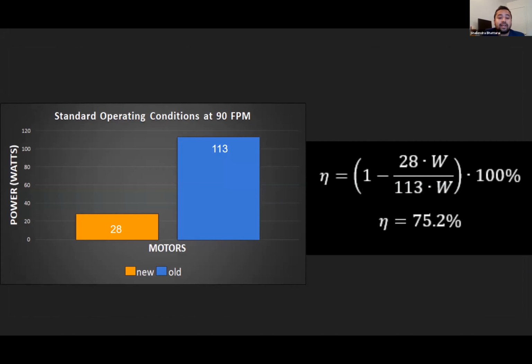The standard operating velocity of this overall design is 90 feet per minute. At 90 feet per minute, the new motor consumes a power of 28 watts, whereas the old motor consumes a power of 113 watts. And if you do a power consumption calculation between the old motor and new motor, it can be clearly seen that the new motor is 75% more efficient than the old motor, which is directly proportional to the operating cost of the overall system.